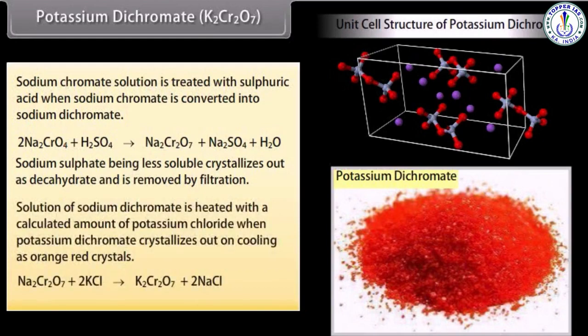The solution of sodium dichromate is heated with a calculated amount of potassium chloride, when potassium dichromate, being much less soluble than the sodium salt, crystallizes out on cooling as orange-red crystals.